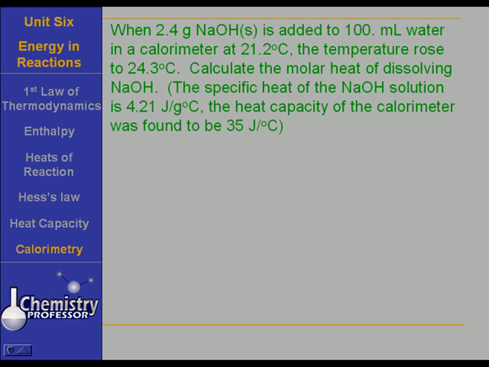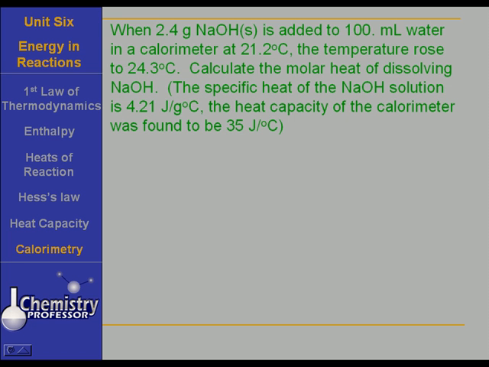Here, let's try this problem. We take 2.4 grams of sodium hydroxide, those solid pellets, keep them dry now, until you add them to 100 milliliters of water in that same calorimeter that we've been using. When we added it, the water was at 21.2 degrees Celsius. The water and the calorimeter were both the same. When we added that 2.4 grams of sodium hydroxide to it, the temperature rose to 24.3 degrees Celsius.